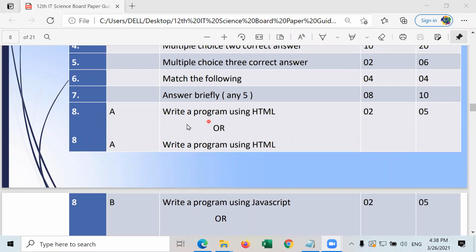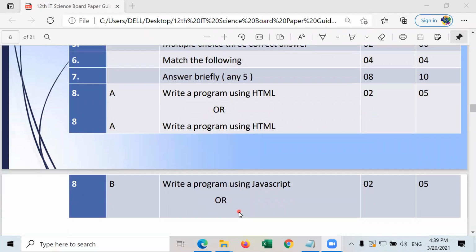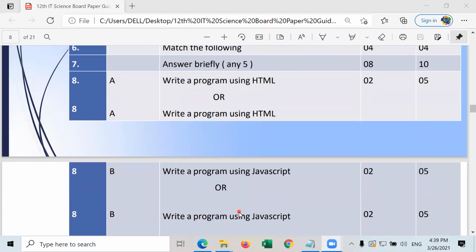So I repeat, in question number 8A, you'll be given two programs. You have the option to type the first or second program. That program will carry 5 marks. Now, question number 8B is also a program question. In question number 8B, you will be given two JavaScript programs. You can choose the first program or the second program. It depends on your choice. That program will carry 5 marks.